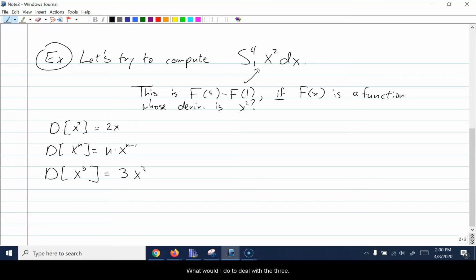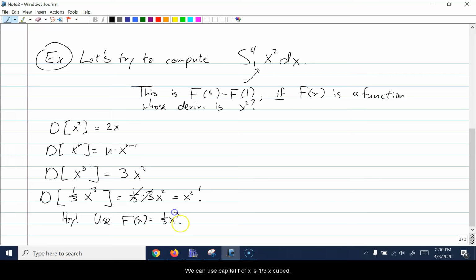What would I do to deal with the 3? Well, I also know that a constant out front stays out front. I just need to put a constant out front of this x cubed. If I put a 1/3 out here, then it'll still be there when I take the derivative. The derivative of 1/3 x cubed is 1/3 times 3x squared. Hey, I got a thing to cancel with the 3. I got x squared. Hey, we did it. We can use capital F of x is 1/3 x cubed.